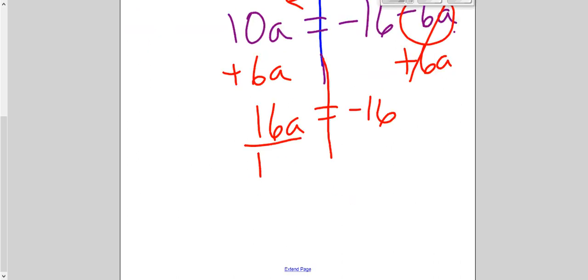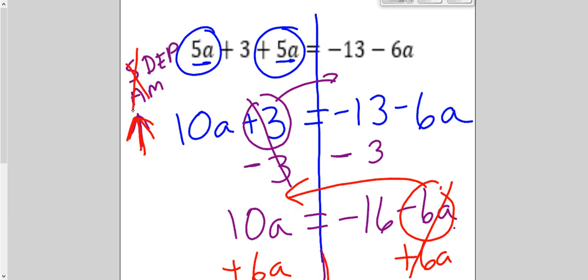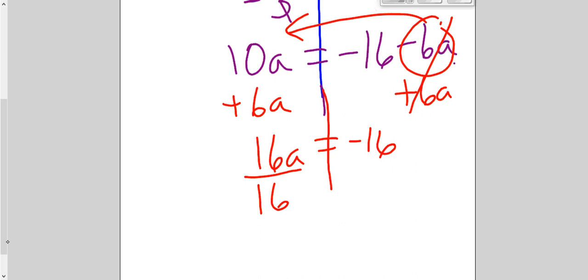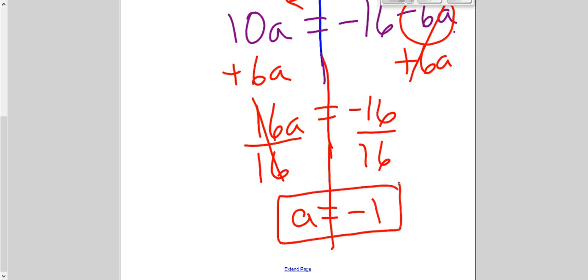Now I took care of all addition and subtraction, there's none left in the problem at all. This 16 and a are being multiplied, so I'm going to divide both sides by 16. I get a equals negative 16 divided by 16, which is negative 1. So my answer here is a equals negative 1.